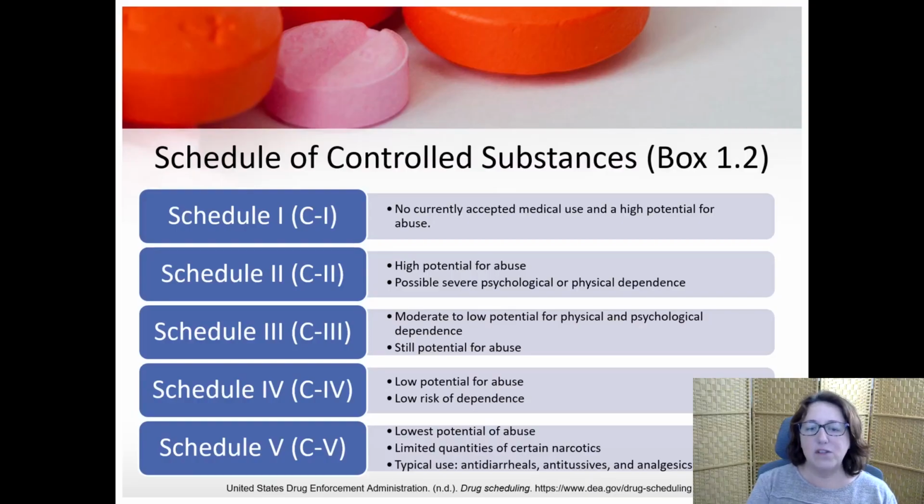Limited quantities of certain narcotics will be present in the preparation. So these are things like cold medicines with codeine in it. And Schedule 5 drugs are generally used for antidiarrheals, antitussives, and analgesic or pain relief purposes.